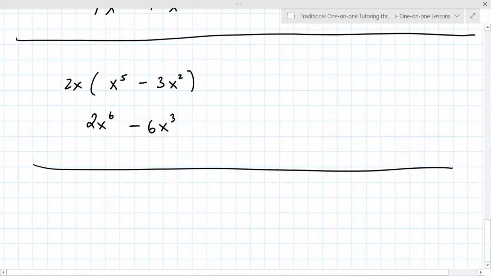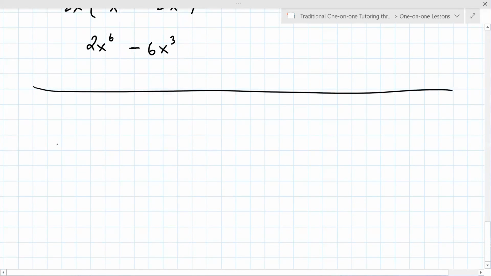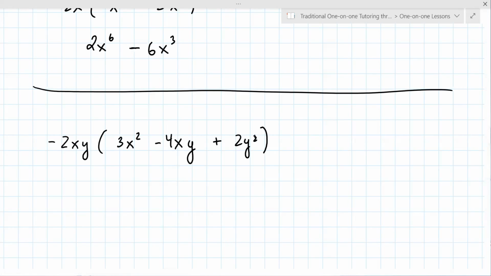So I'm going to increase the difficulty here a little bit. I'm just going to make this one a lot harder. 2xy times 3x squared minus 4xy plus 2y squared. I'm just going to let you go and see if you can get this one, because if you do, you truly do understand. Then we can move on to the more important stuff that would be helpful to you.